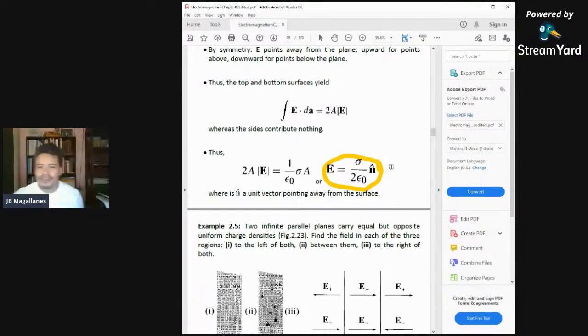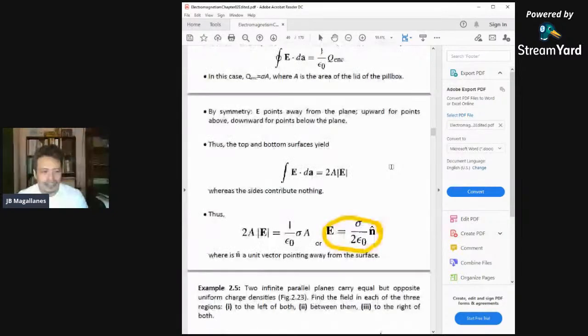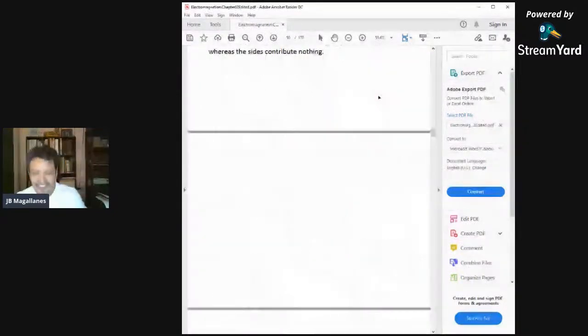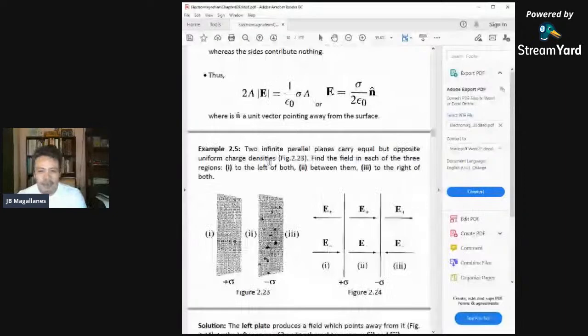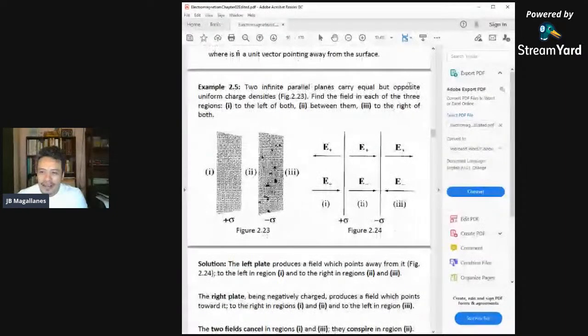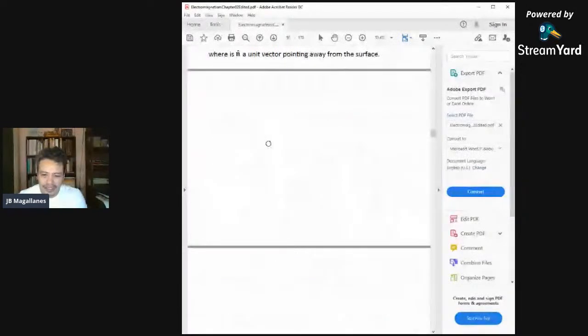So that's it for that example. I hope you got that, because you have to write that. And the next example would be 2 infinite parallel planes. They carry equal but opposite uniform charge densities. So here.